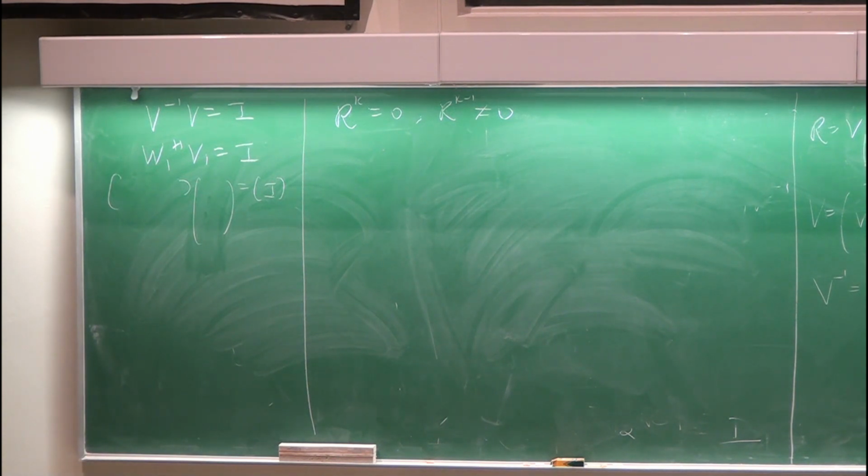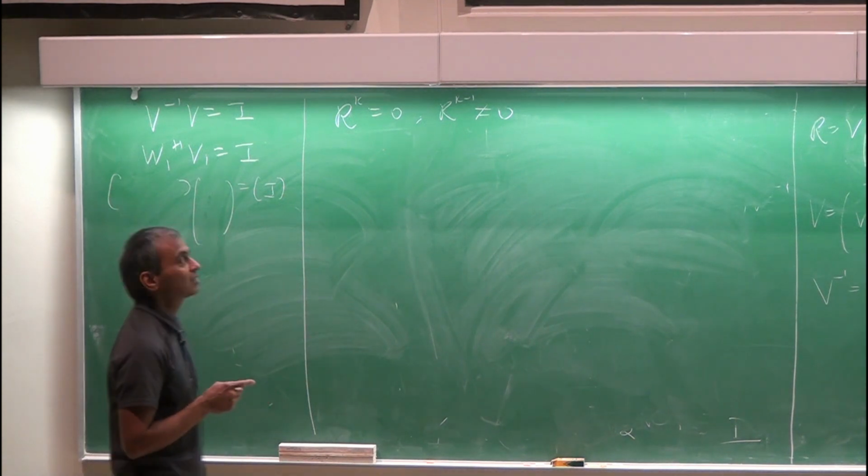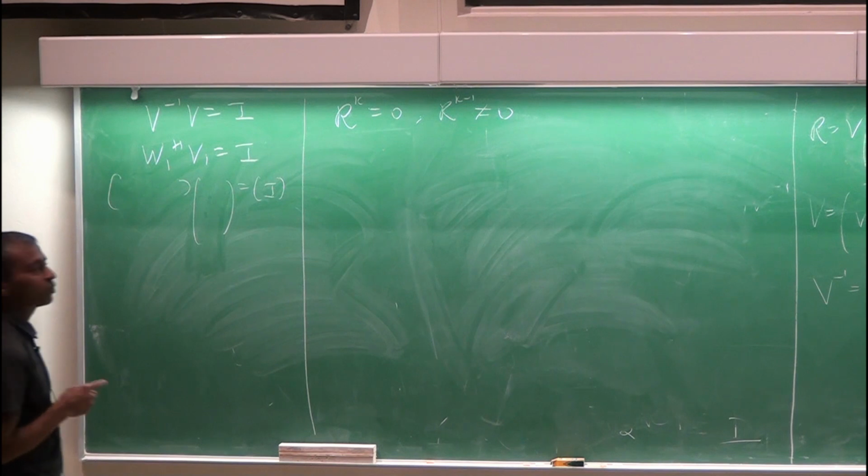We find the smallest integer k for which it is 0, and that k minus 1 is the largest one for which r power k minus 1 is not 0. Okay, so k is sometimes called the nilpotency degree. That plays a big role. It essentially tells you the size of the largest Jordan block in this matrix. So the largest Jordan block in this decomposition will be k by k. That's what it says.